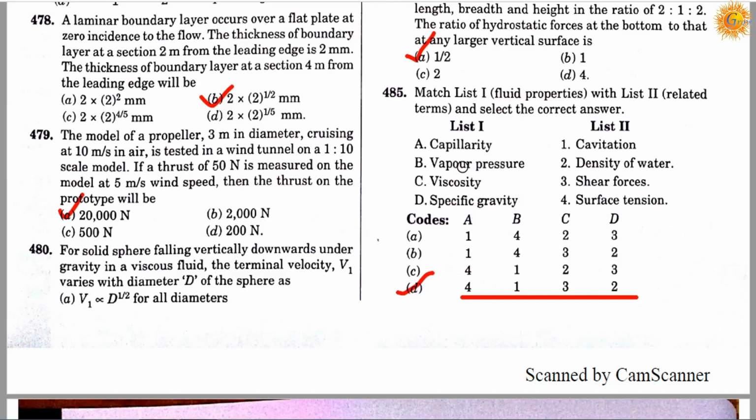it means capillarity belongs to the surface tension, and vapor pressure belongs to cavitation, and viscosity belongs to shear forces, and specific gravity belongs to density of water.